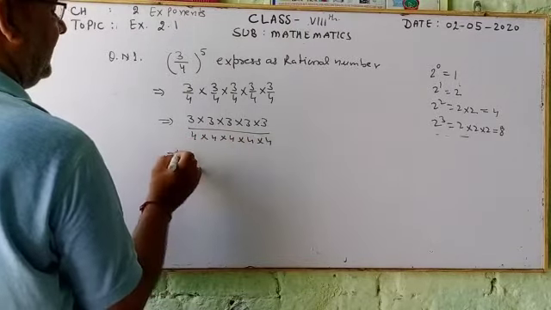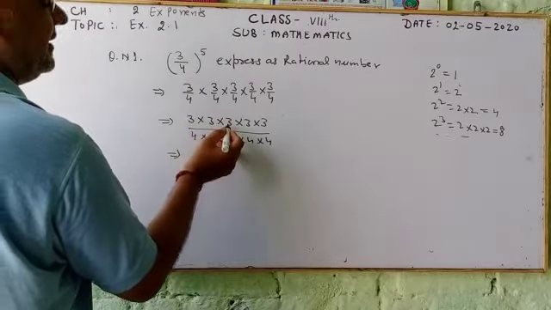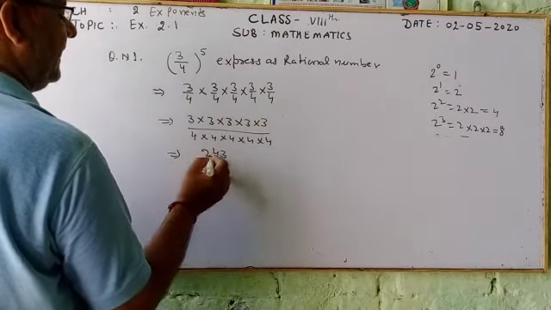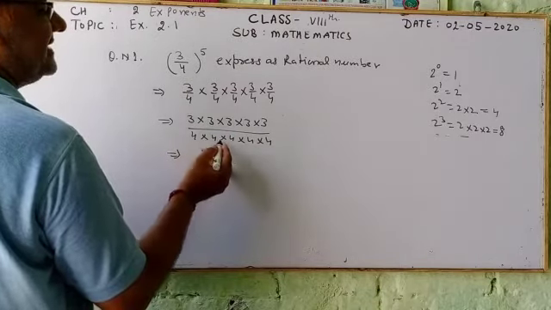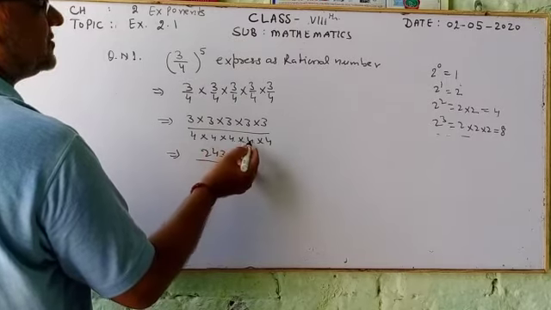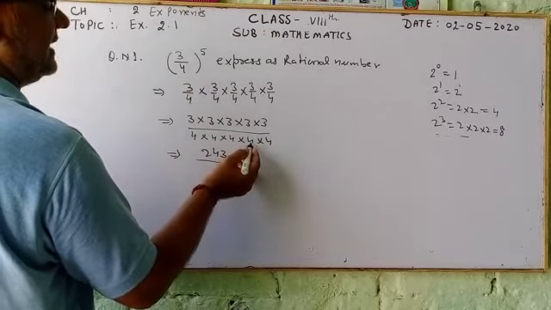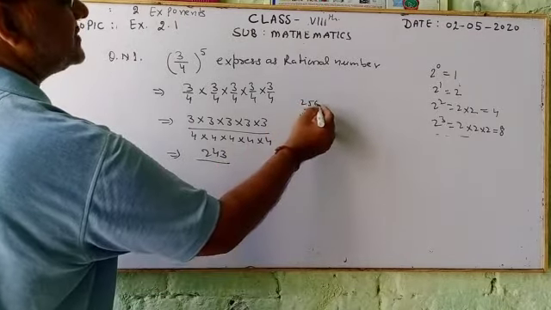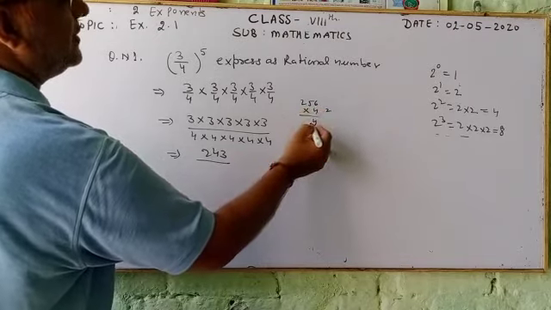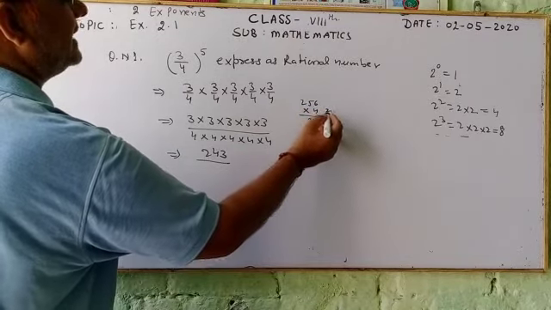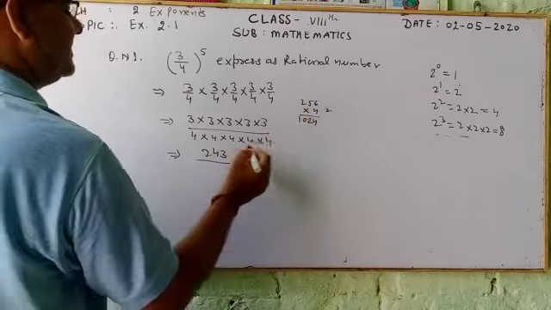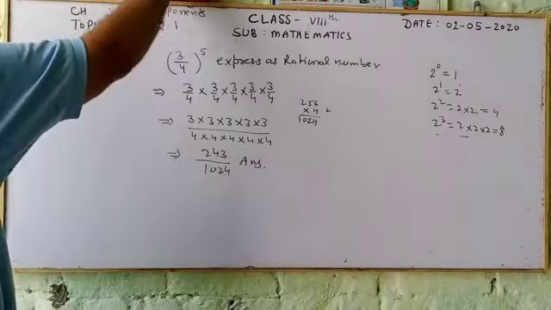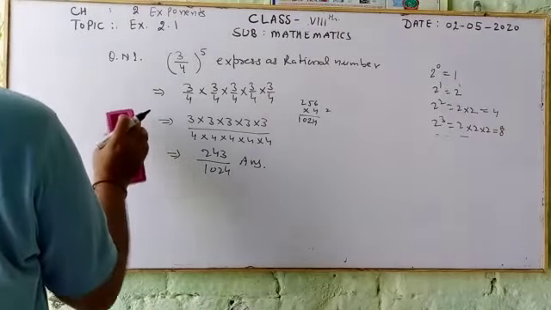We get 3 3s are 9, 9 3s are 27, 27 3s are 81, 81 3s are 243, and 4 4s are 16, 16 4s are 64, 64 4s are 256, and 256 multiplied by 4, we get 1024. We get the answer 243 upon 1024.